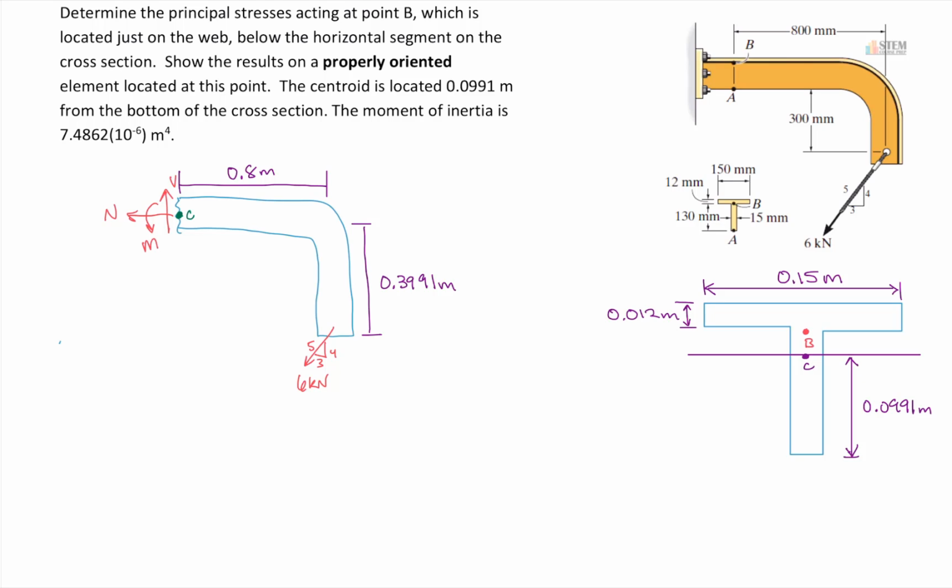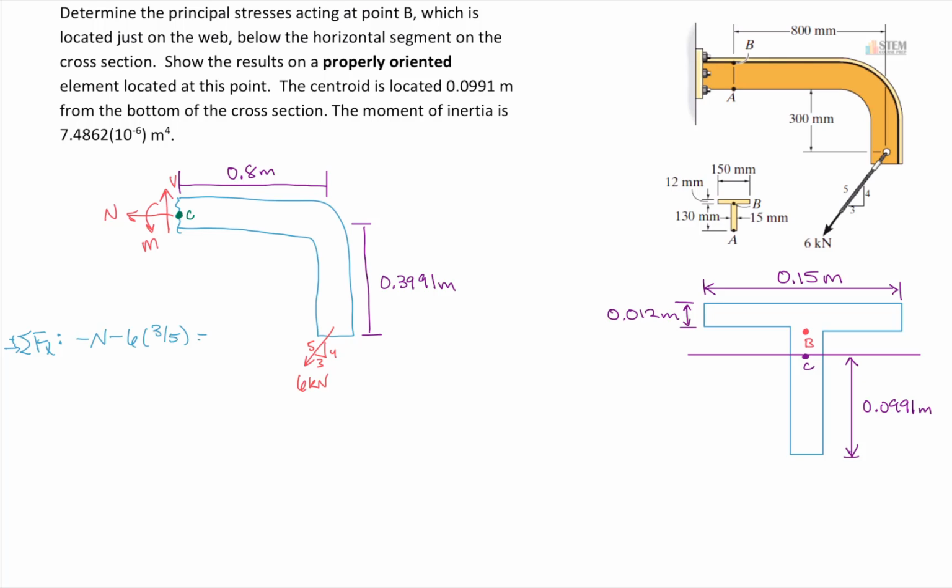So let's use our equilibrium equations for that. Let's do the x direction first. To the right will be positive. So I have a negative N. And then over here, I've got this component. All right, so that's going to be negative. And then we're going to do 6 times 3/5.